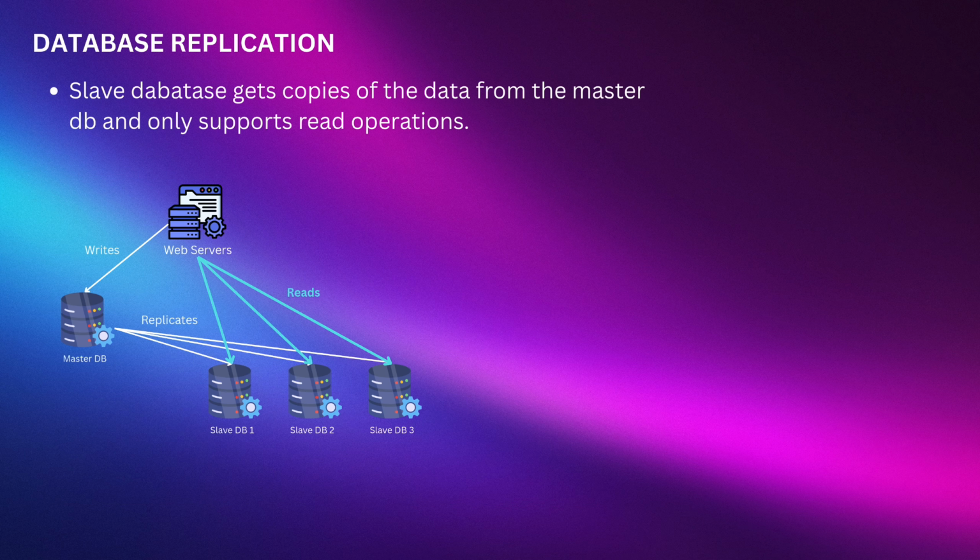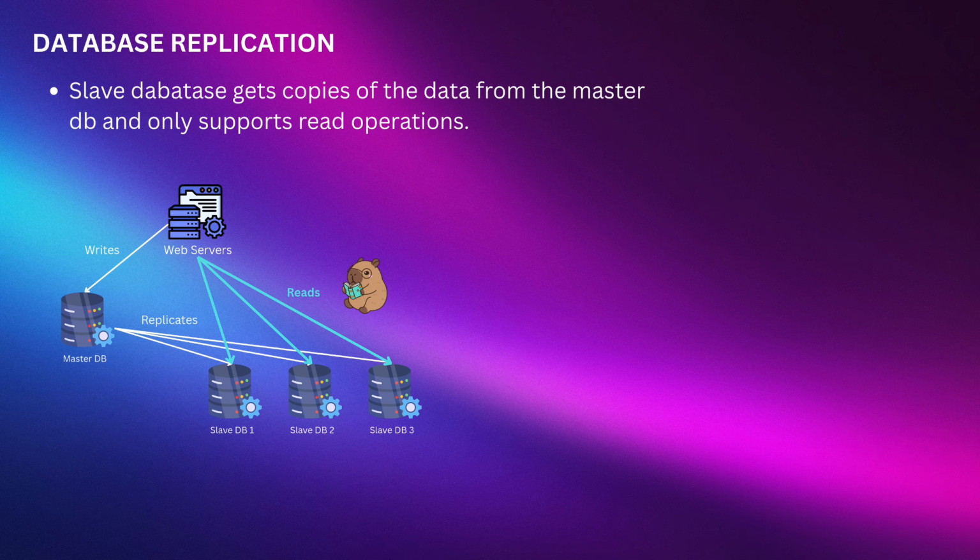A slave database gets copies of the data from the master database and only supports read operations. All the modifications of the data, with inserts, deletes, or updates, have to be sent to the master DB. In general, most apps require a much higher number of reads than writes. Therefore, the number of slave databases in a system is usually larger than the number of master databases.